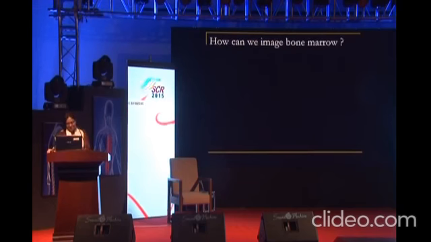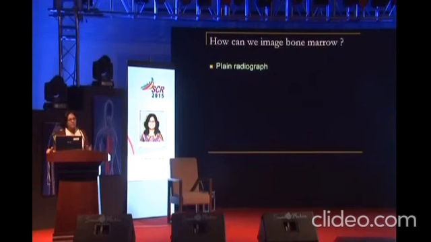How do we image? X-rays, as we know, are not very sensitive. You need about 50% bone destruction before a lytic lesion is evident on a radiograph. CT, again, you're looking only at the osseous component, the osseous destruction. We are not imaging the marrow that well.